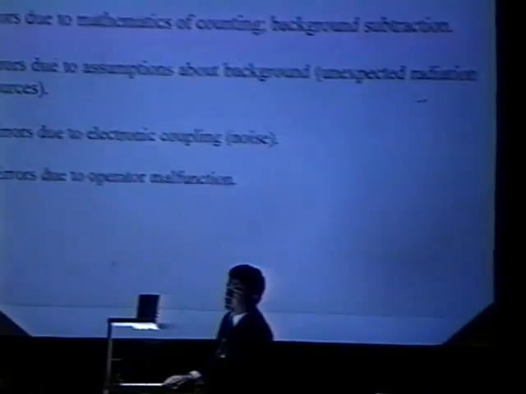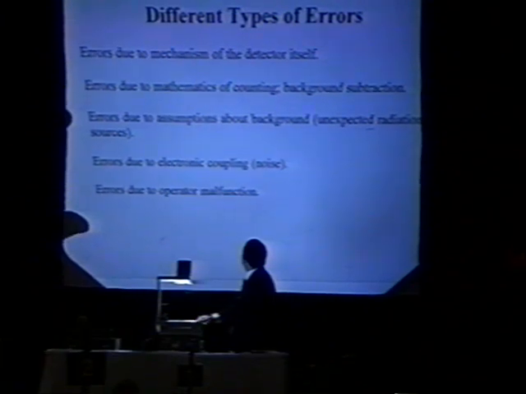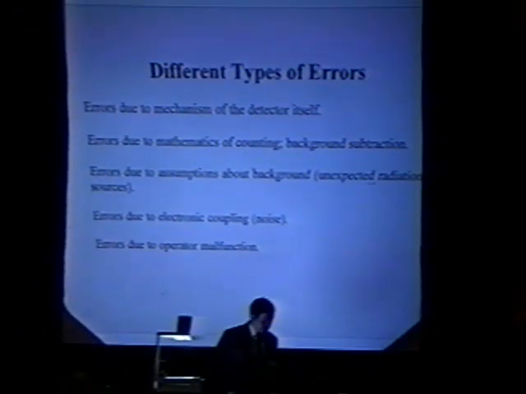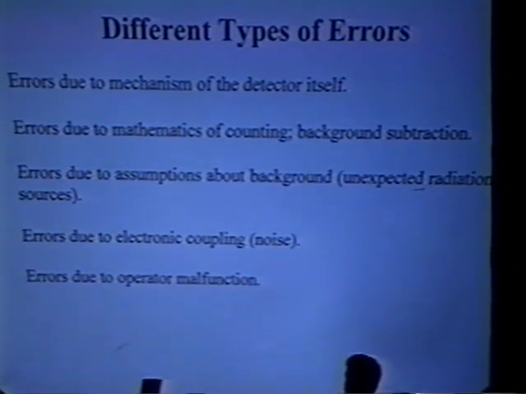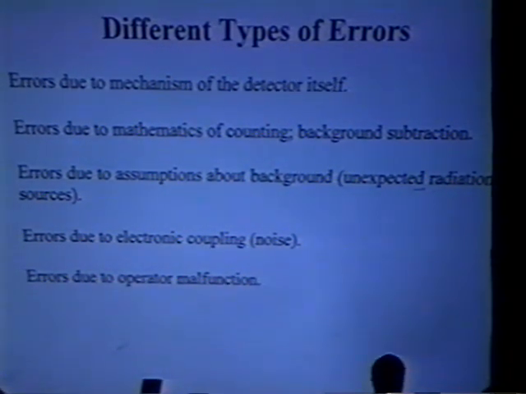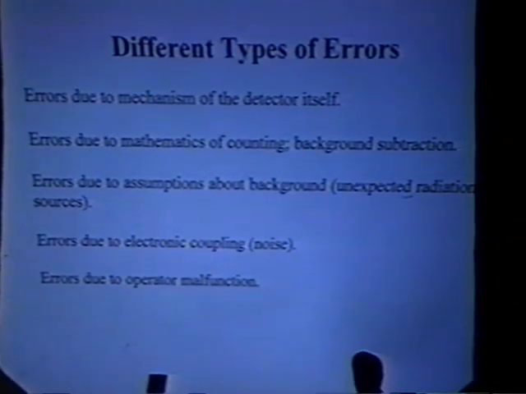So there are several different types of errors that can be made. First of all, there are errors that can be made due to the mechanism of the detector itself. I'm going to talk mainly about electromagnetic radiation detectors, but really all radiation detectors are fairly similar, and they're susceptible to certain kinds of errors.